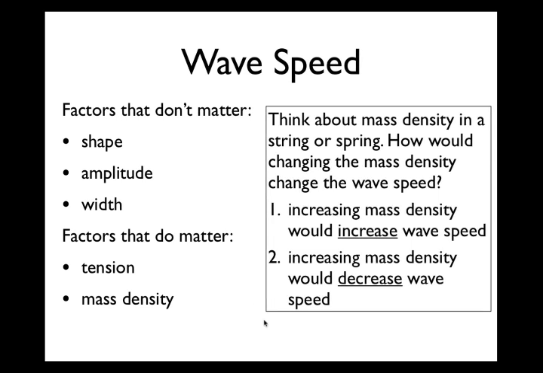In fact, and we're going to go beyond what we can prove at this point, it can be shown that the speed of a wave on a string or spring is equal to the square root of the tension on that string or spring divided by mu, and here we're using mu to represent the mass density of the string or spring. It would be the mass per length of that object.